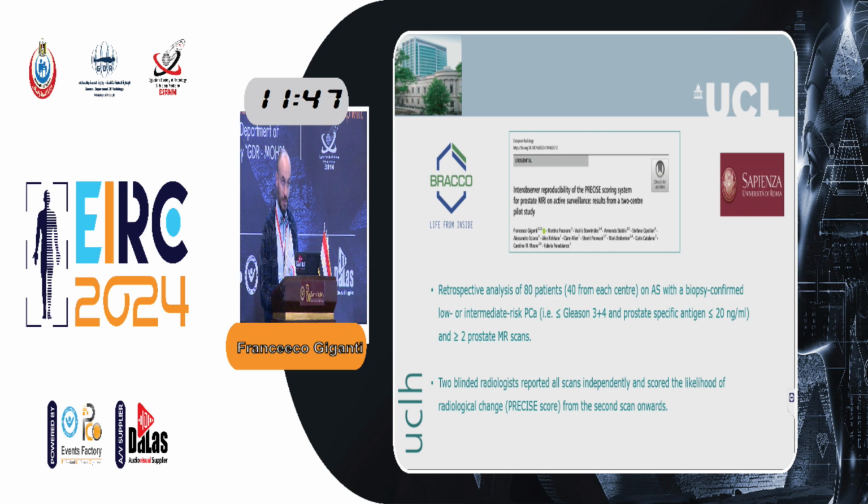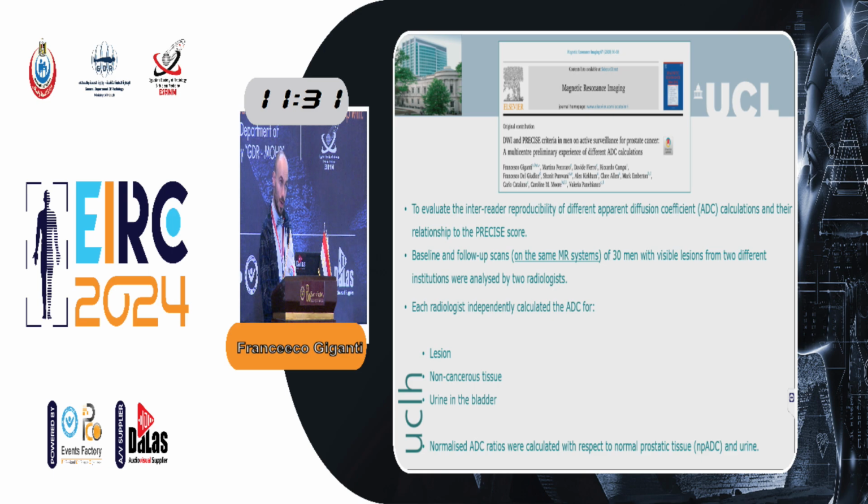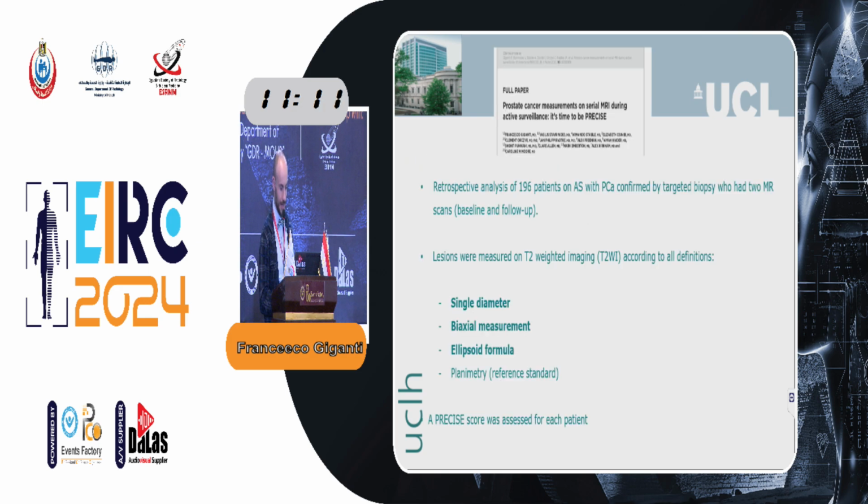We tested the inter-observer variability of the PRECISE score with Professor Panebianco in Rome, and we saw that there is a high agreement, both as a kappa value and the percent agreement of the PRECISE scores between 2 expert radiologists, which is good. We also looked at the role of diffusion weighted imaging in the PRECISE scores, and we calculated the ADC values in progressors and non-progressors of the lesion and of a healthy tissue. And as you can see here from the box plots, there is a trend. Basically, the ADC is lower if you have a higher PRECISE score. So radiological progression, lower ADC.